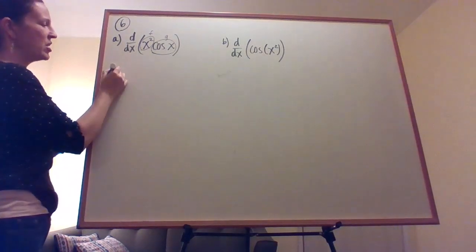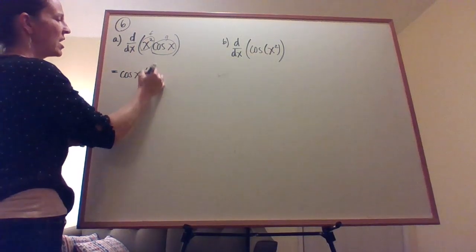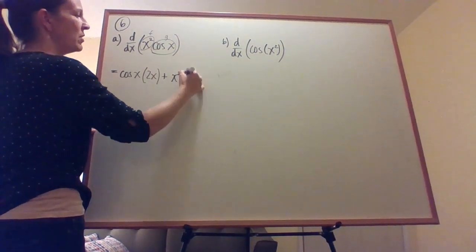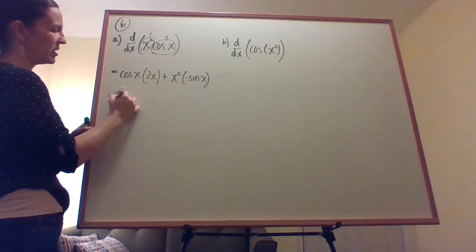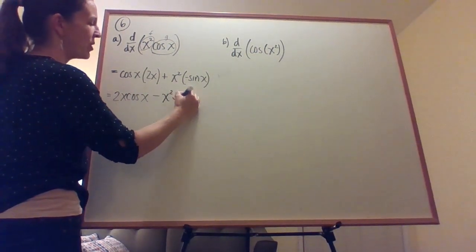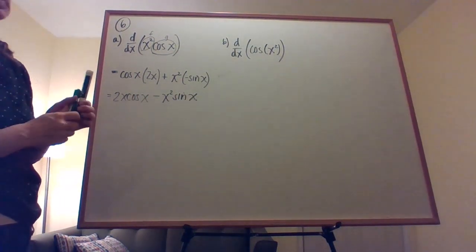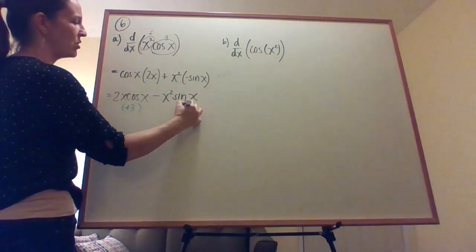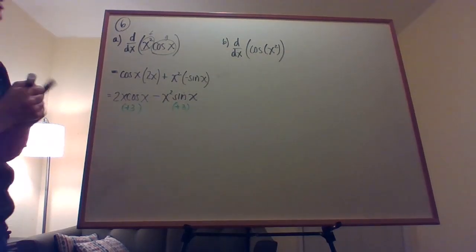So if I'm going to differentiate this, I'm going to use the product rule, g times f prime. That's going to be cosine x times 2x plus x squared times the derivative of cosine, which is negative sine x. You needed to clean that up a little bit. It's going to be 2x cosine x minus x squared sine x. Each of the problems in number 6 was worth 6 points. To get each of these terms, you got 3 points for this term, 3 here, 6 points overall for part A.